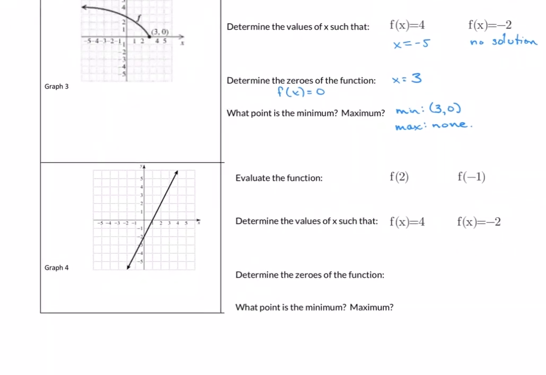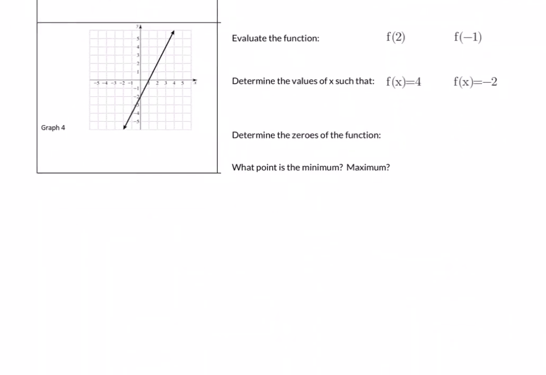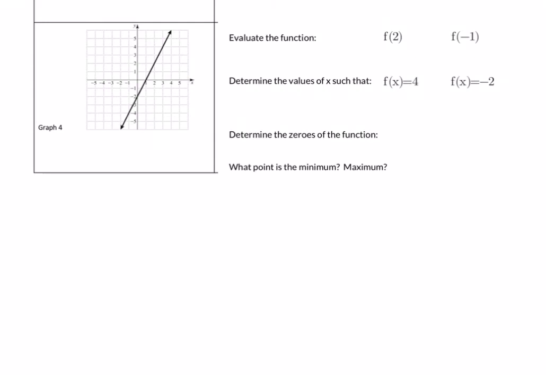All right, last example for our graphs. Graph number 4. First thing we want to do is find f of 2. We're going to go 2, this is an x-coordinate, so we're going to go 2 to the right. We're going to go up until we intersect our graph. It intersects right here. This is y equals 2.